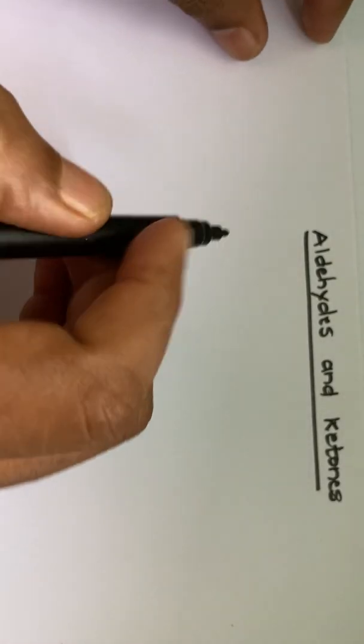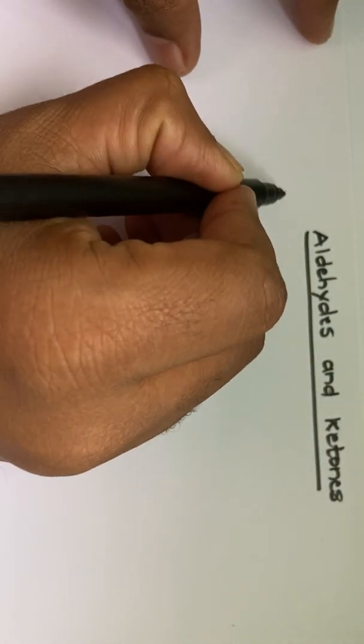Hello students. So we were dealing with the chapter aldehydes and ketones. We had covered most of the reactions. Another few reactions are remaining. One is Baeyer-Villiger oxidation, which we need to do. Followed by that, we need to also discuss another reaction, that is the Mannich reaction. So let us start with the Baeyer-Villiger oxidation.